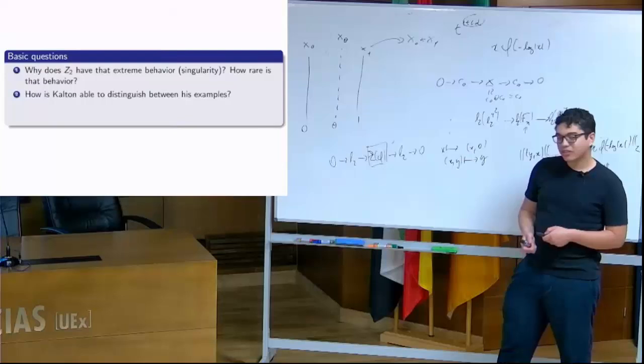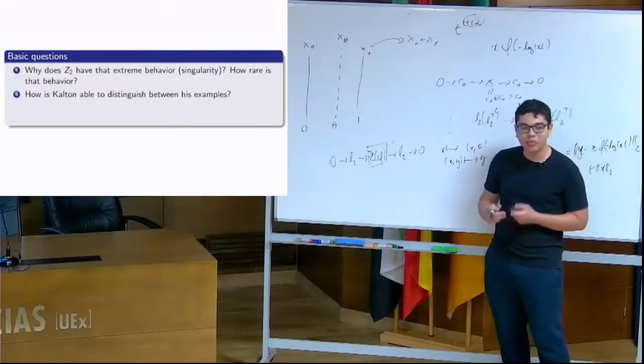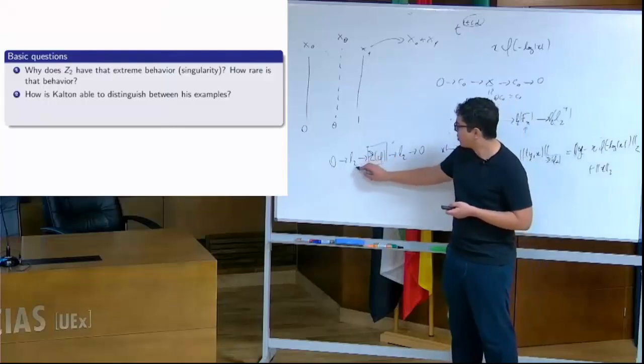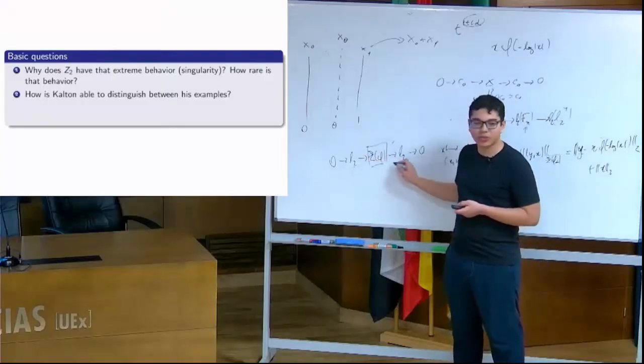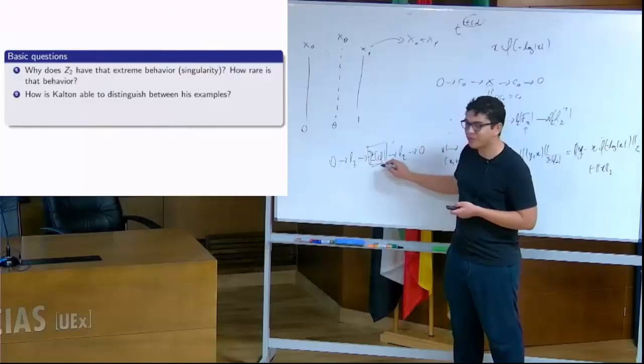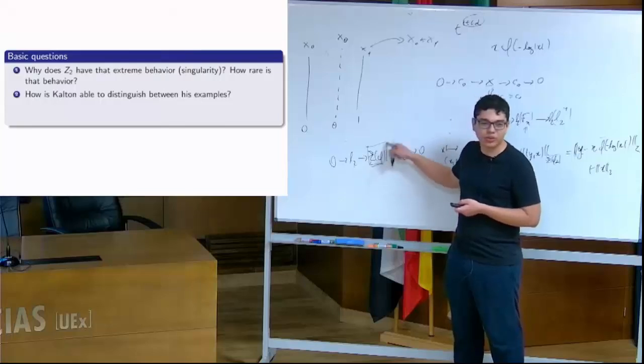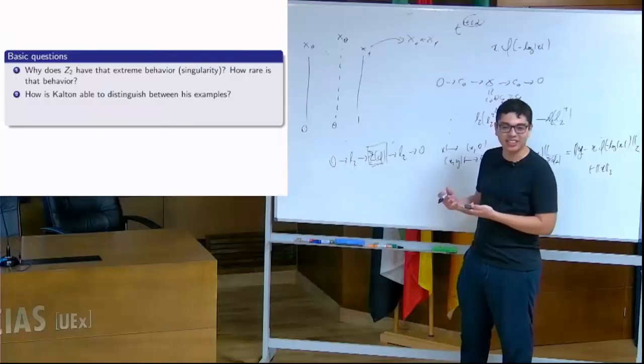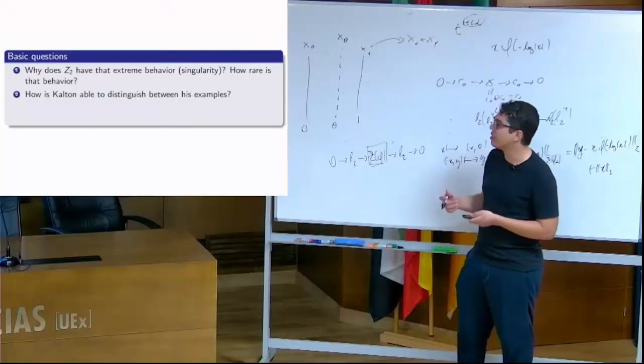The second question. So Carlton somehow is able to distinguish between his examples. All the examples appear in a diagram of this sort. All these spaces are very close to being Hilbertian. It's very difficult to distinguish between these examples. So Carlton has done some kind of miracle there. So it's interesting to understand what he has done to see if we can replicate that.